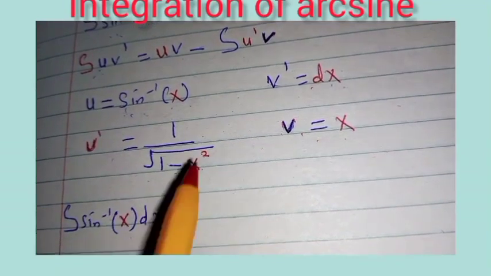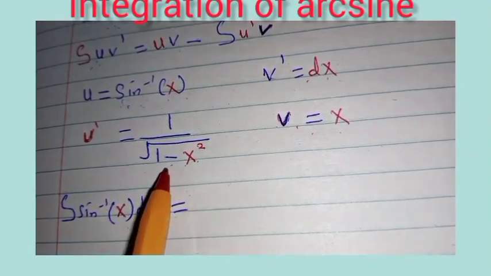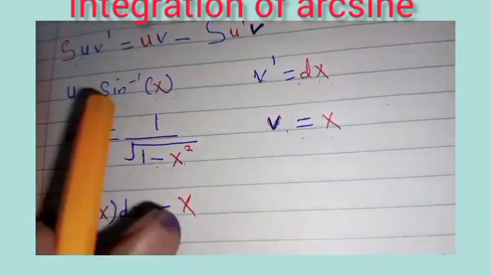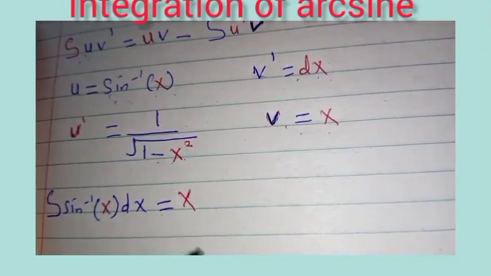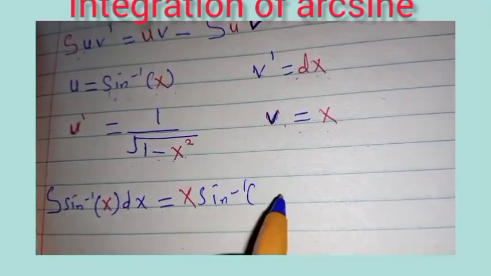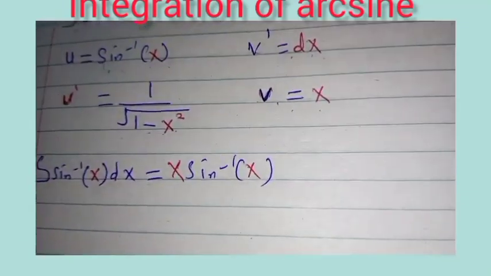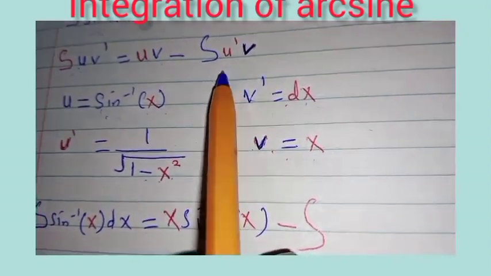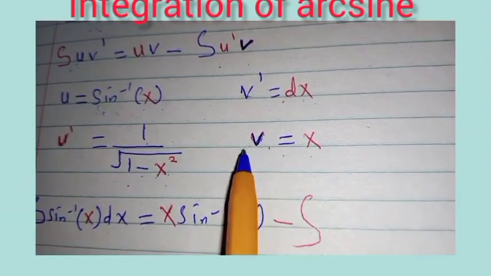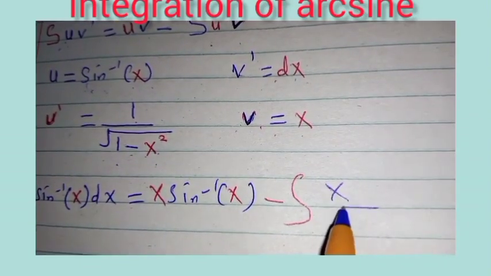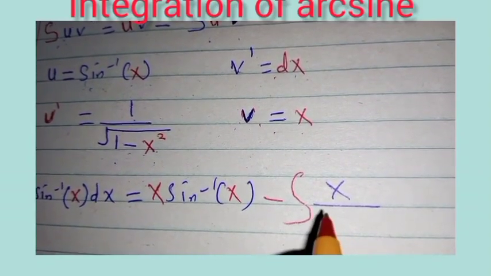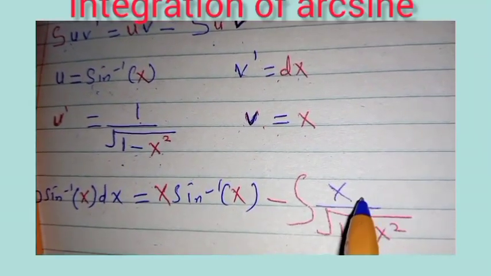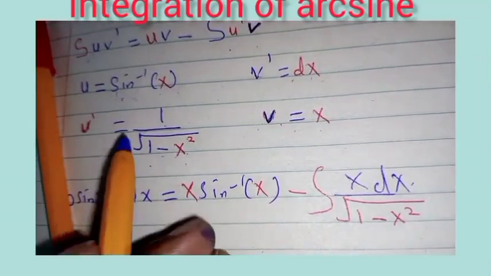Our v is x, so you write your x there, and our u is sine inverse of x. Then minus the integral of v times u prime. Here u prime is 1 over square root of 1 minus x squared, and v is x, so you write your x divided by the square root of 1 minus x squared dx. Remember that it's just dx that way.